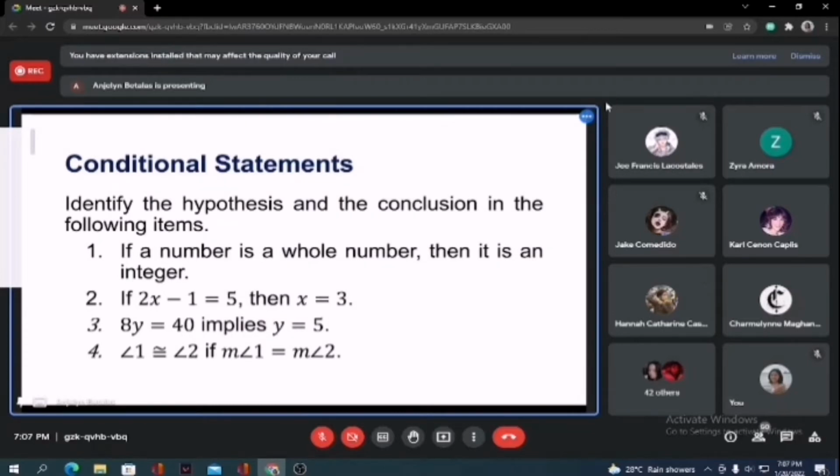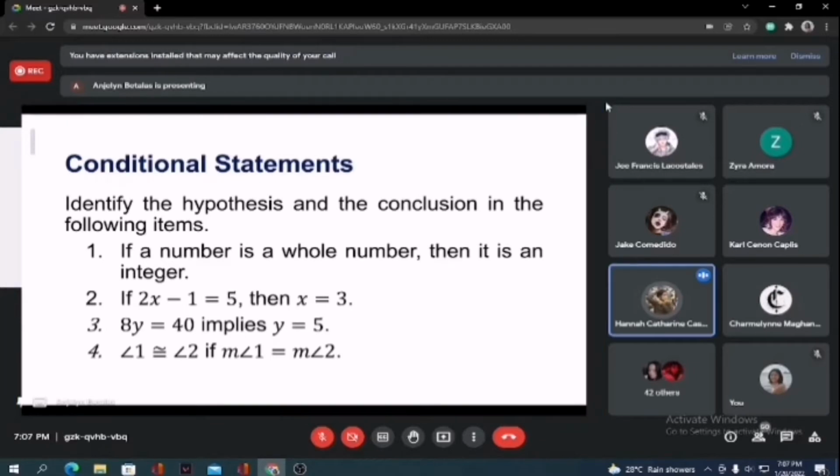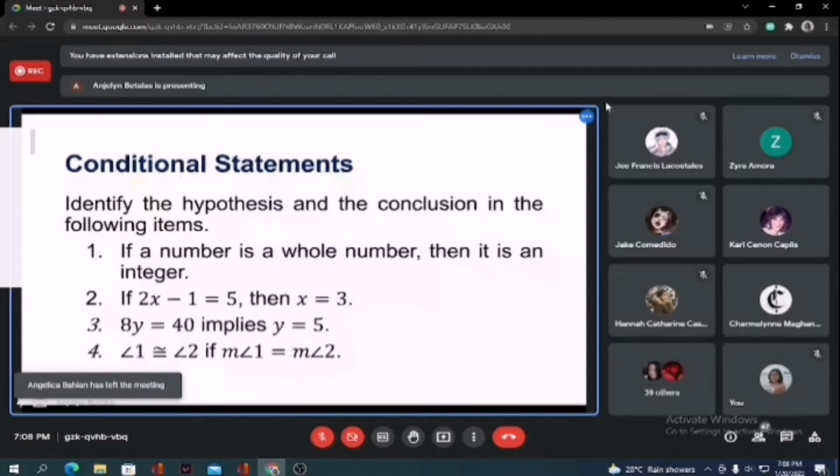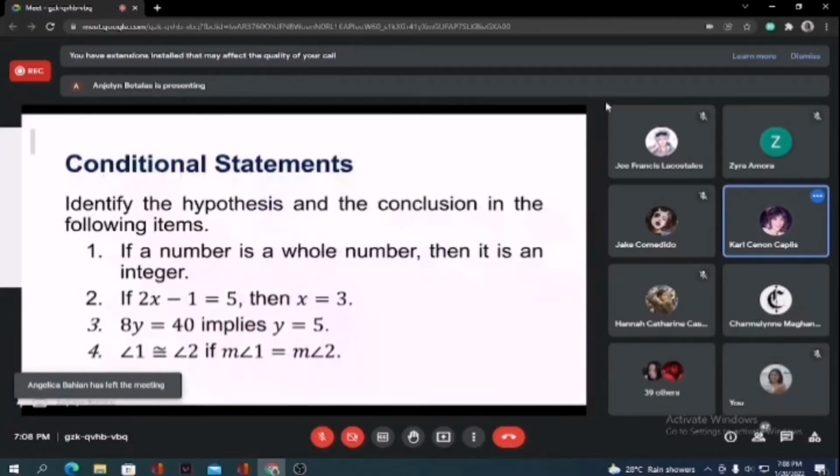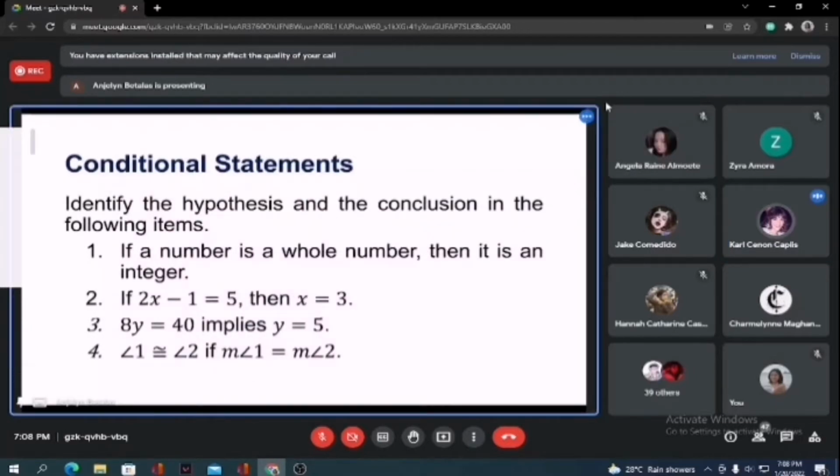The hypothesis is the measure of angle 1 is equal to the measure of angle 2, and then the conclusion is the angle 1 is congruent to angle 2. Very good. That's correct. Any questions, class? No further questions, ma'am? Okay.